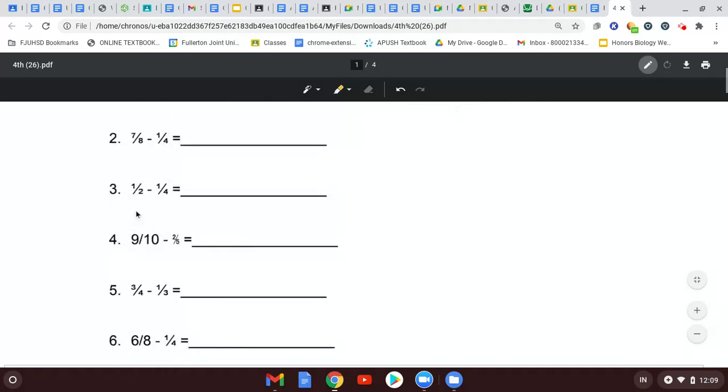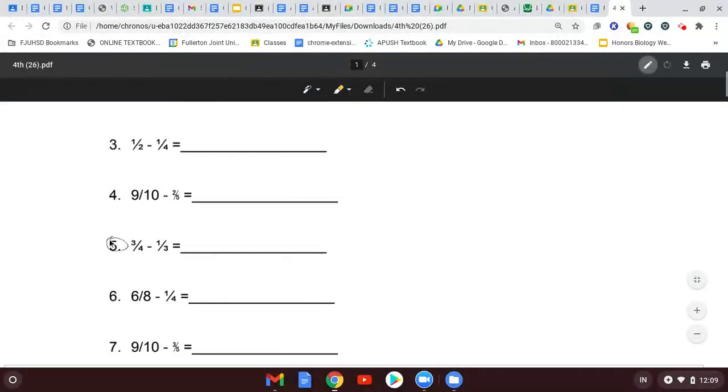Let's go for number 5. So 3/4 minus 1/3. I noticed that 4 and 3, 3 cannot go into 4. So the easiest denominator for me is 12, and that's because 4 times 3 is 12. And then 3 times 3 is 9, minus 4 times 3 is 12, and then 4 times 1 is 4. And then you just get your number, which should be 5/12.